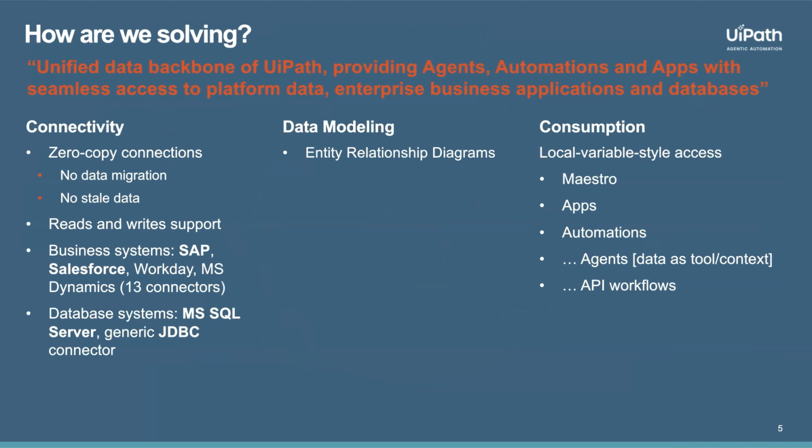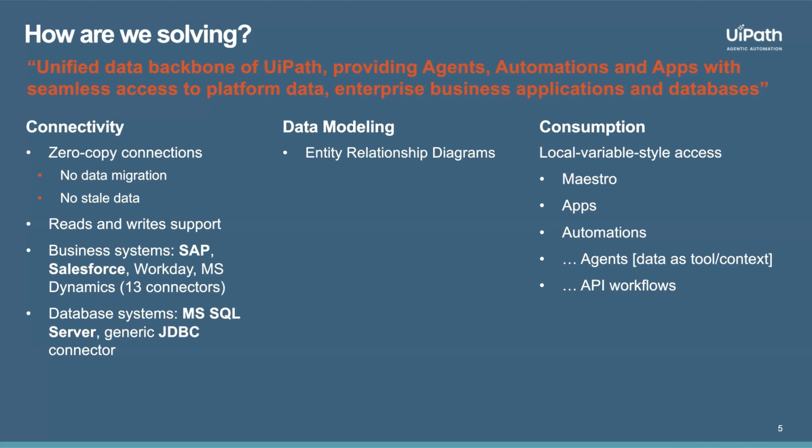So how exactly are we solving it? At its core, Data Fabric acts as a unified layer, or backbone, of UiPath, giving your agents, automations, and apps seamless access to both UiPath platform data as well as external data like SAP, Salesforce, and databases.